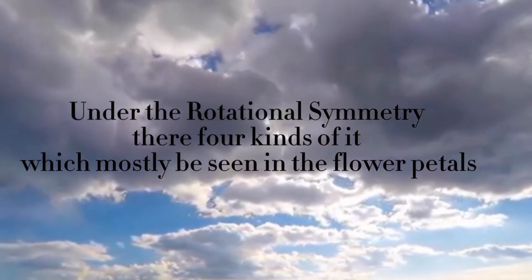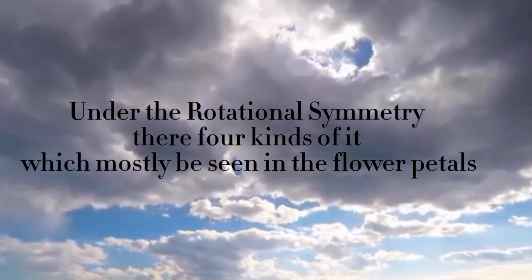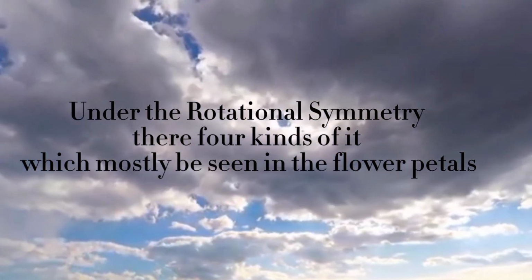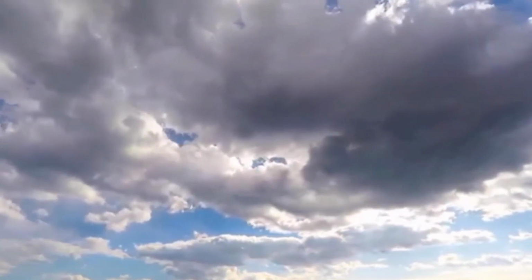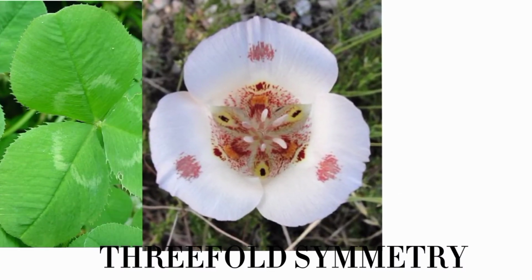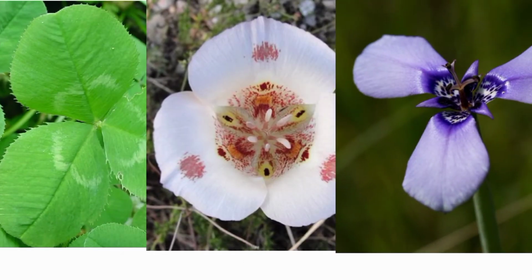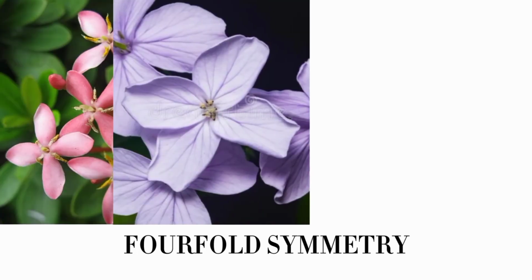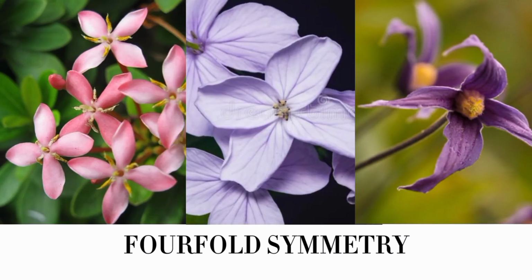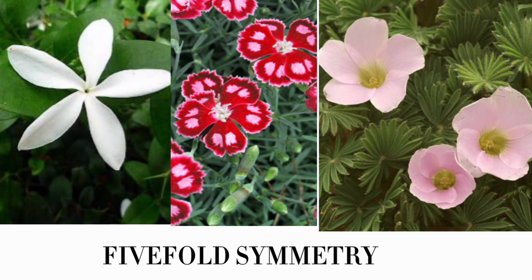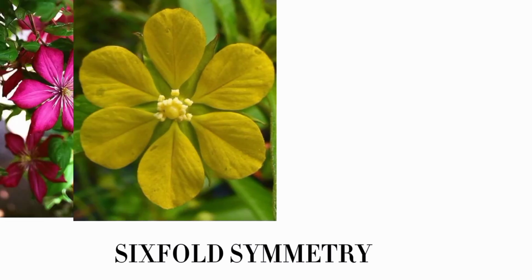Under the rotational symmetry, there are 4 other kinds of it, which can mostly be seen in flowers. There is threefold symmetry. Then here is the fourfold symmetry. Then the fivefold symmetry. And lastly, sixfold symmetry.